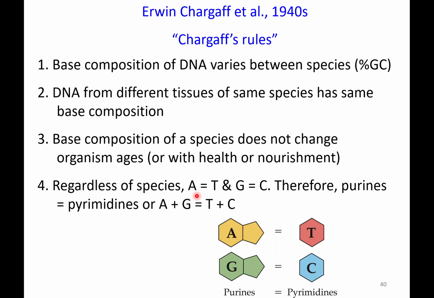And regardless of species, the amount of A equals the amount of T, and the amount of G equals the amount of C. Therefore, purines equal pyrimidines, or A plus G equals T plus C. So those are Chargaff's rules.